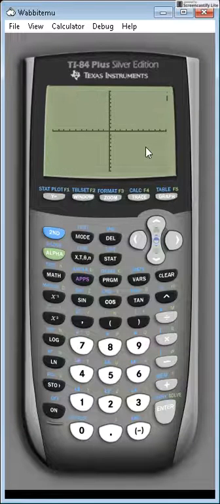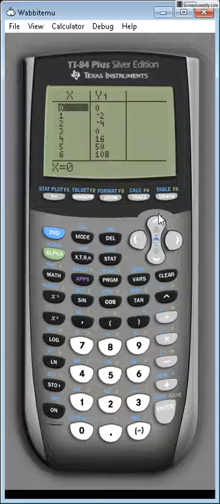I push graph, and the first thing you want to check is, is it a good window? It looks like we can see all the turnarounds. We know it's a cubic. There's a max, there's a min, and then there's two zeros. It looks like one zero is at 0 and one of them is at 3. You can test it. You can go to your table and you can verify.